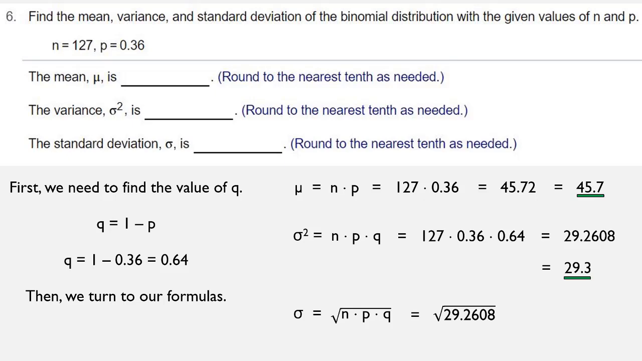And when we take that square root, we get 5.4093252814, rounded to the nearest tenth is 5.4. And that's your answer.